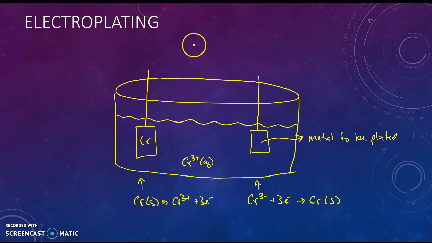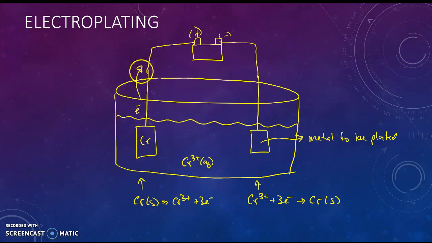So when I set up my power source, I want to hook it up so that this side is negative. What I want to plate, I hook up to the negative side, and the other side I'm going to hook up to my positive. This will remove the electrons, and then this will put the electrons onto this piece of metal, and then the chromium will be reduced on it. So I can have my cathode over here, my reduction.